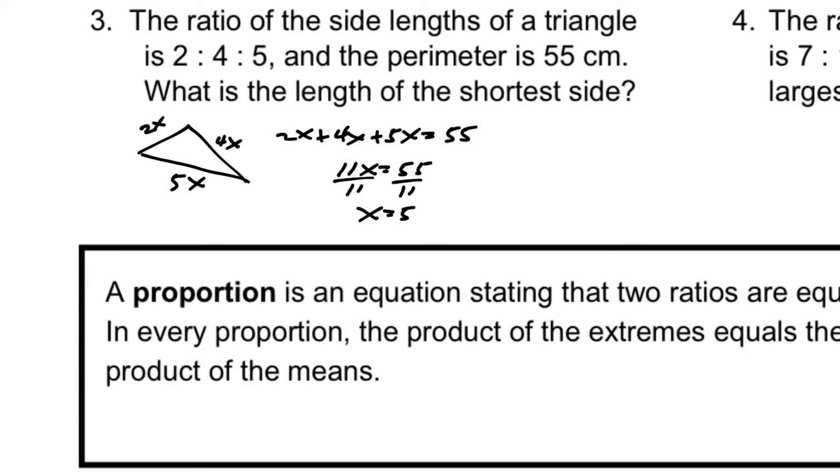It says to find the length of the shortest side. Well, the shortest side would be this side right here, 2 times x. So we know the shortest side is 2x. We're going to plug in the 5 that we got for x. So that's going to be 2 times 5, and then we have the shortest side is 10. And I guess since they told us that this problem was in centimeters, we're going to include units on our answer. So it would be 10 centimeters.